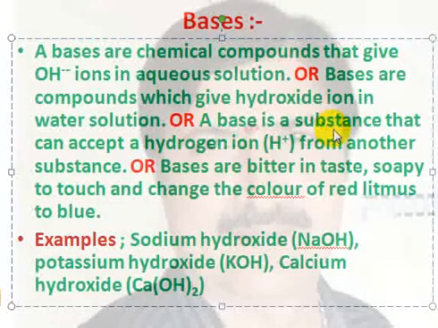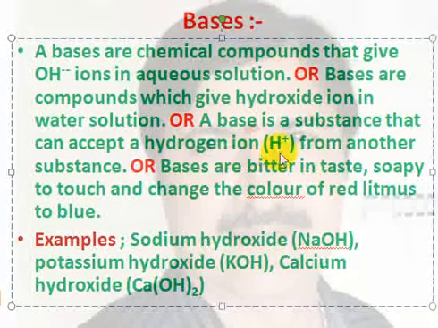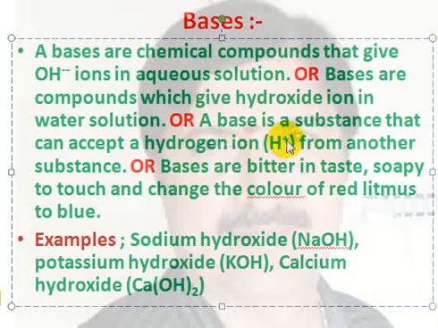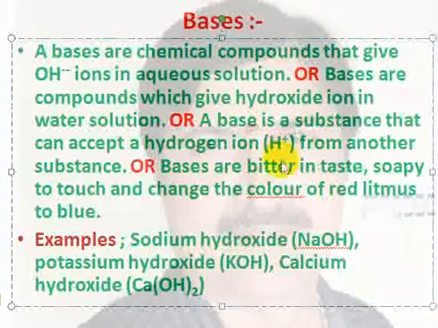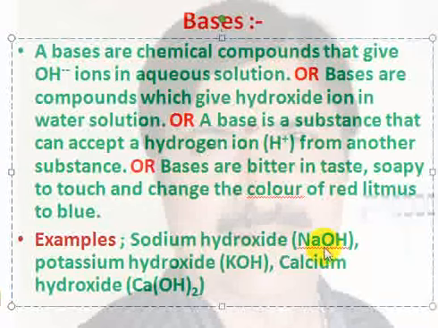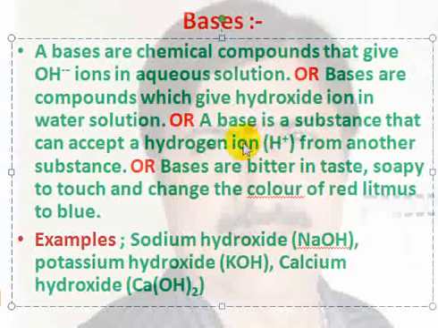A base is a substance that can accept hydrogen ions from other substances. So any substance which has H plus ion, the base can react with it and absorb that H plus ion, and that H plus ion reacts with OH minus ion to form water. So the base is a chemical compound that accepts hydrogen ions from other substances.